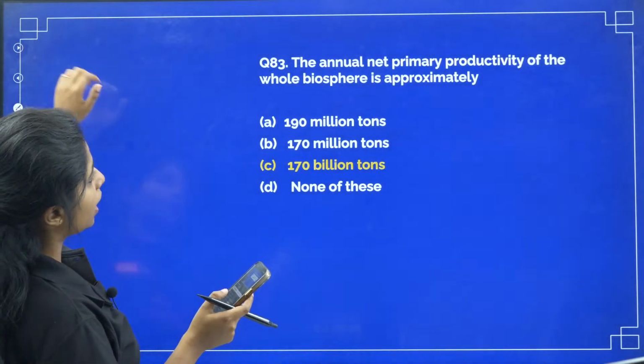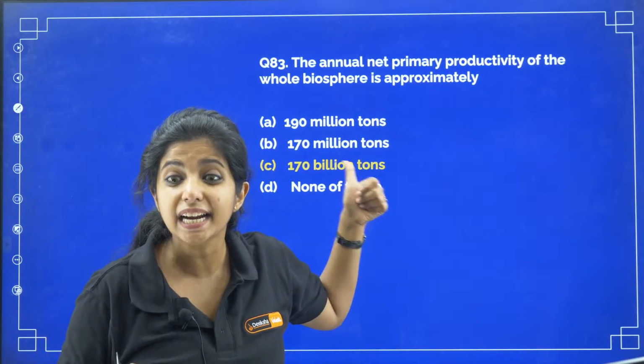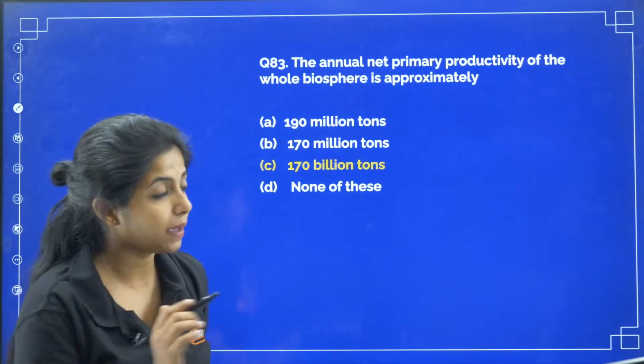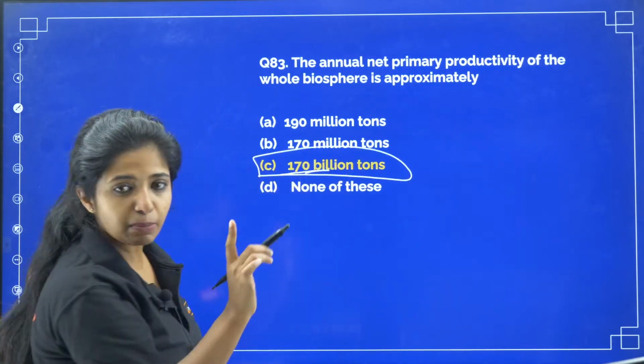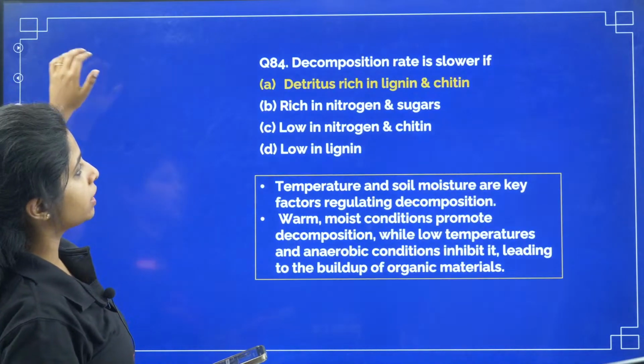Works? Now, annual net primary productivity of the whole biosphere is 170 billion tons. It's billion. Okay, B. B comes before M, right? So always remember, it's 170 billion tons. That is the net primary productivity.